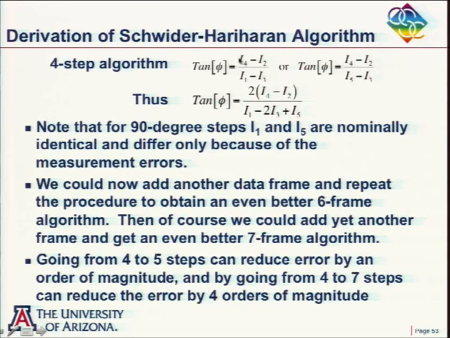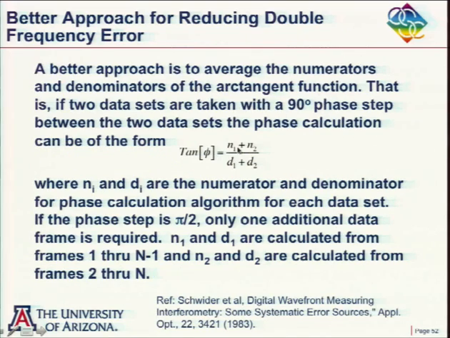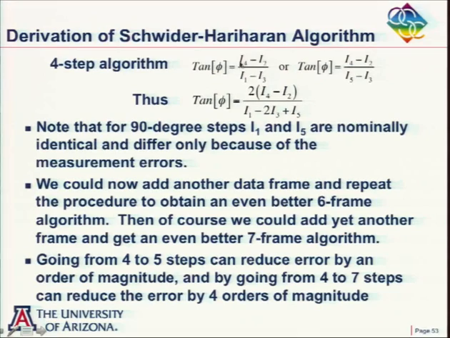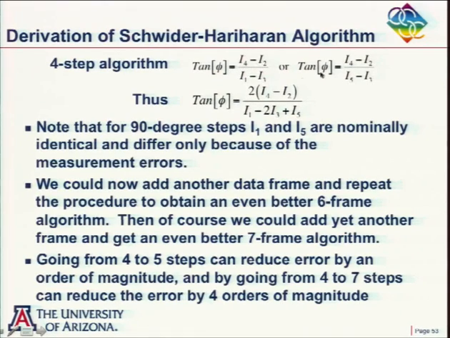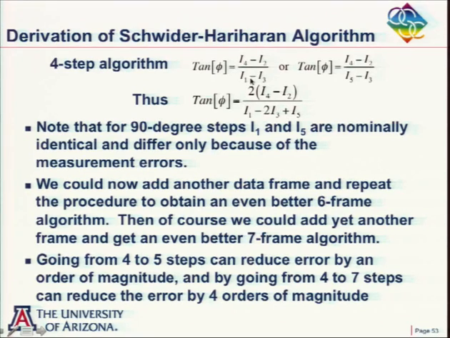And then using his approach, we simply add the numerators and add the denominators. So both of these are I4 minus I2, which becomes 2 times (I4 minus I2). And this becomes I1 minus I3 plus I5 minus I3, so that becomes I1 minus 2 I3 plus I5. And so that's our new algorithm.